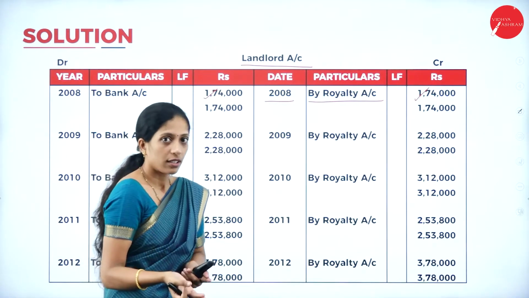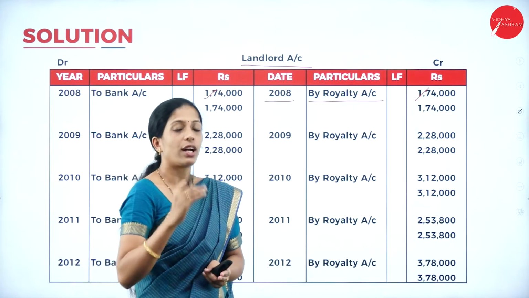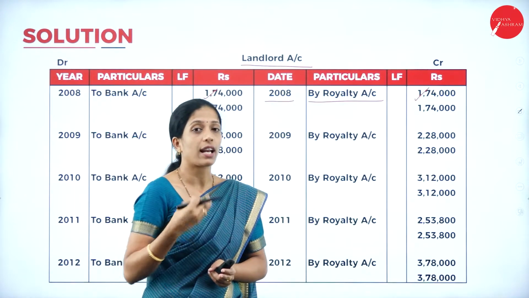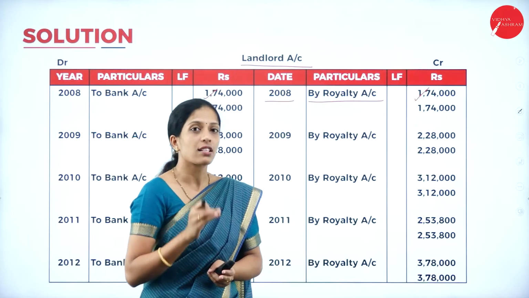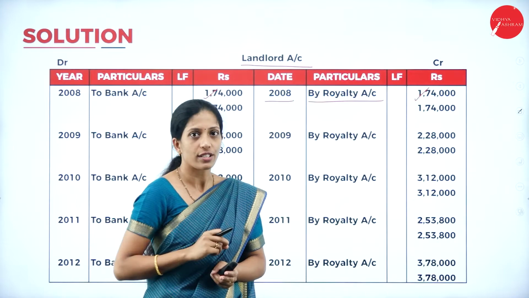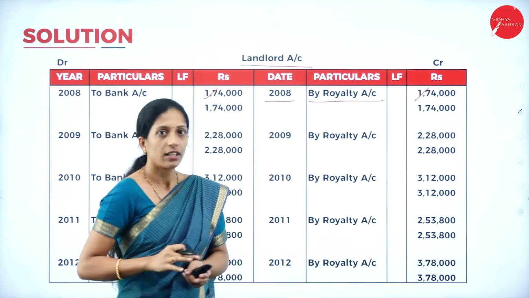Next, your third entry is for what? The first entry is for the amount due to the landlord, that is royalty payable to landlord. In the second entry, you are making the payment. Next, the third entry is for transferring royalty to profit and loss account. Clear? Now we are done with the landlord account.